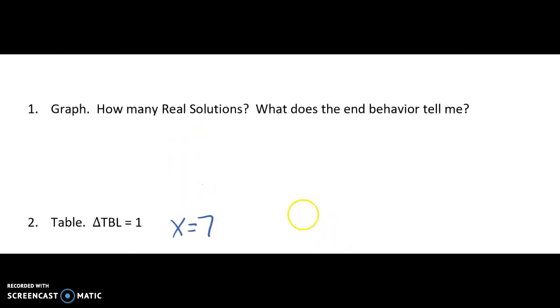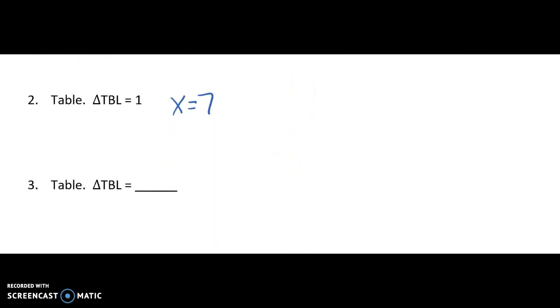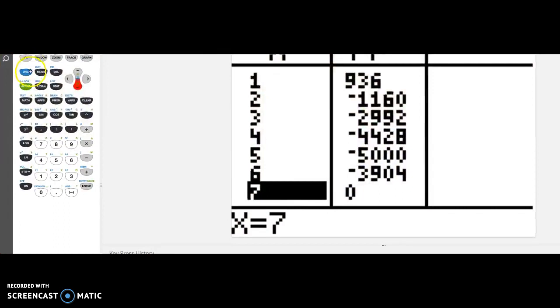Because our leading coefficient is 14, I know that we could have rational numbers that have a denominator of 14 or 7 or 2, because those are all factors of 14. So to find those, I'll go back to the calculator again and change my delta table to 1/14.